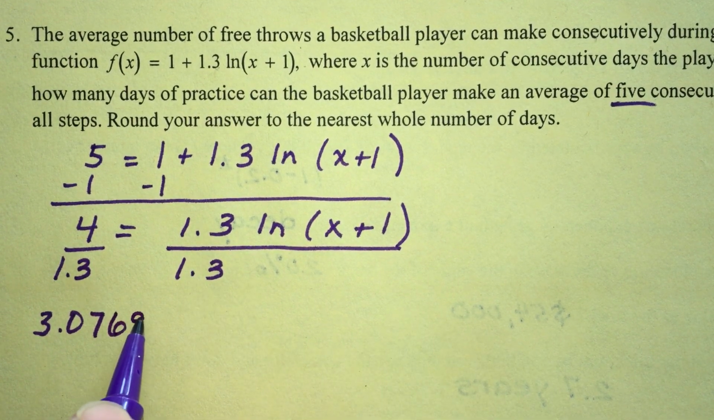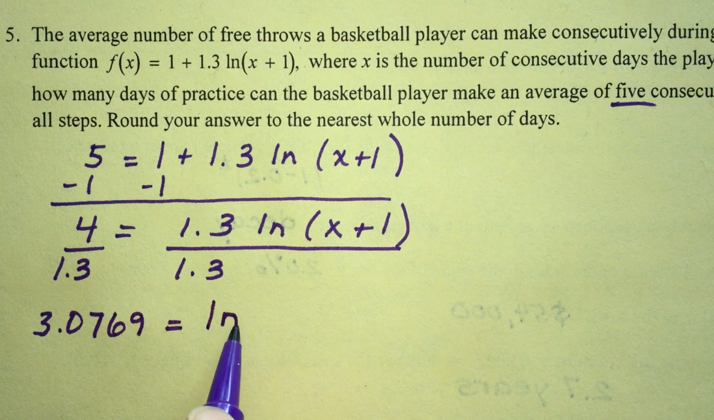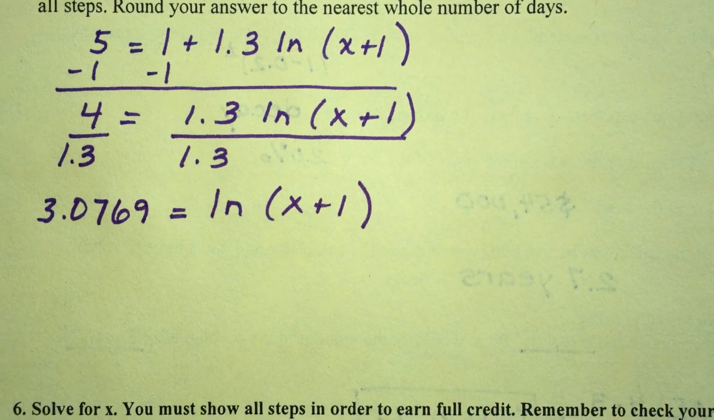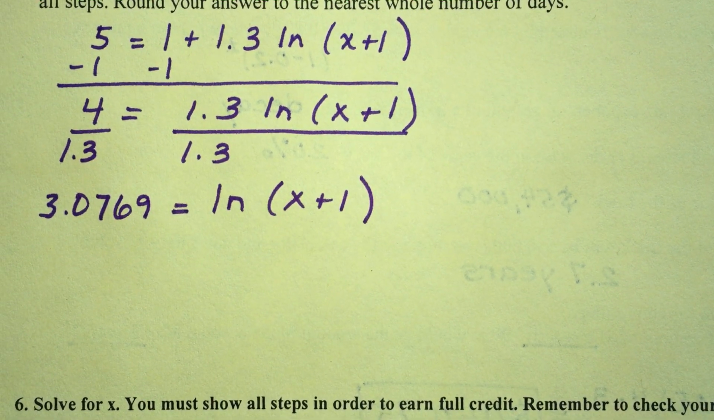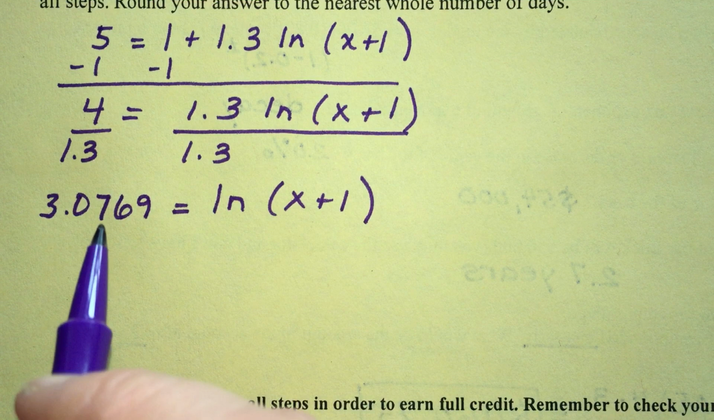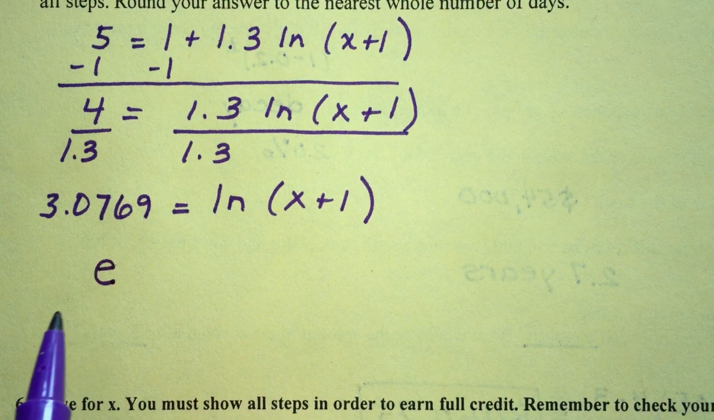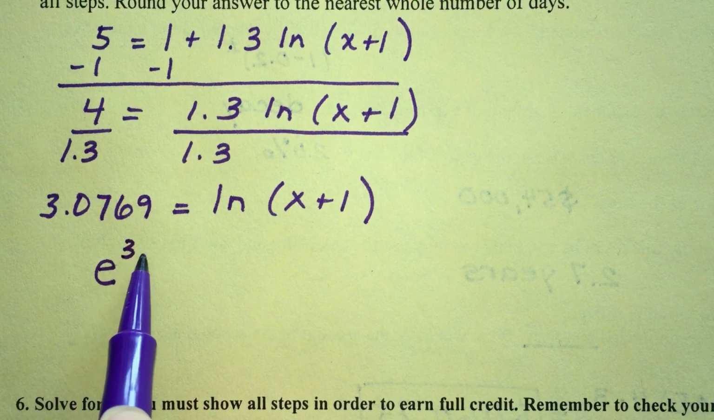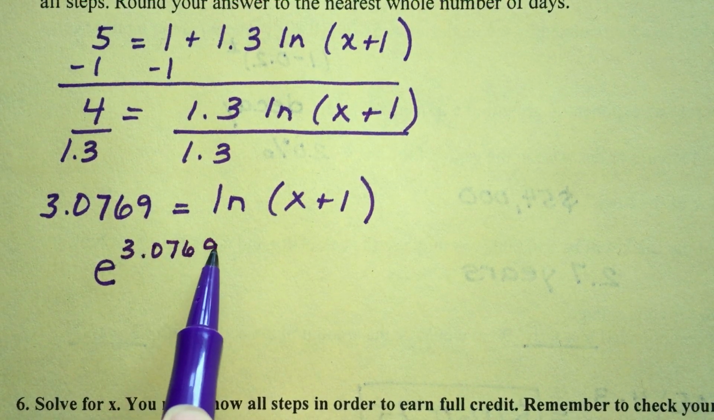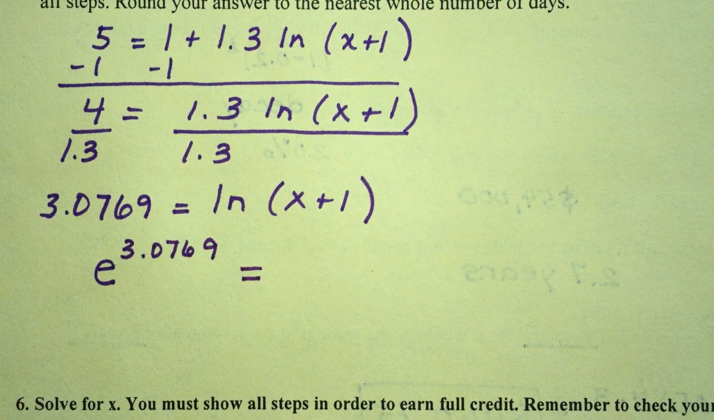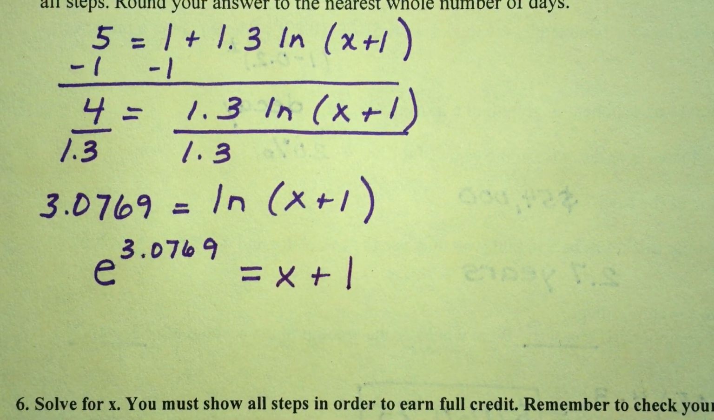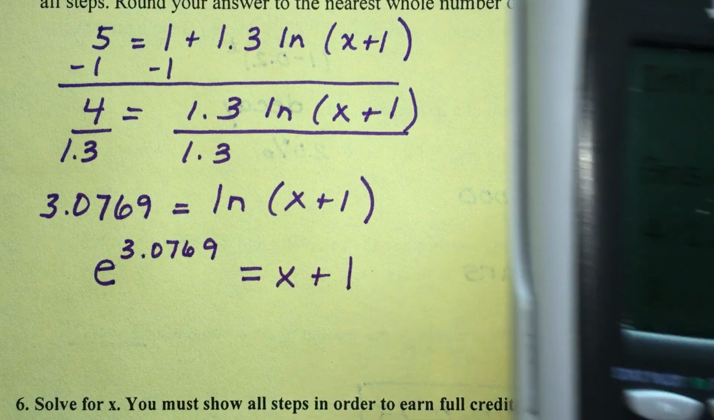0.0769. I just keep a bunch of decimals until the very end. And now we can't divide anything. We just have natural log. So it's time to rewrite. This is base e. So we're going to say our base is e. What is our exponent? Well, logs tell us the exponent, so our exponent is this decimal, 3.0769. And the answer is right here, x plus 1. We're going to evaluate e to that power.